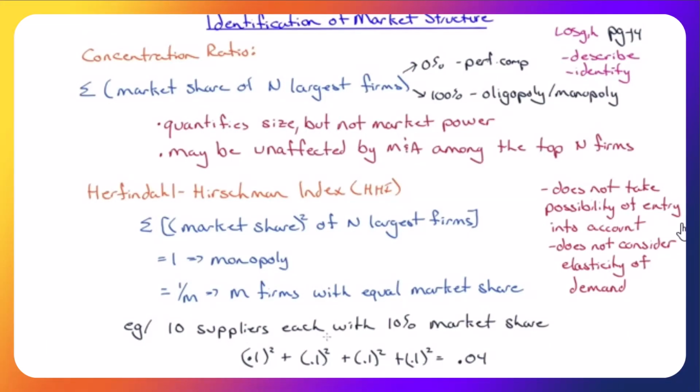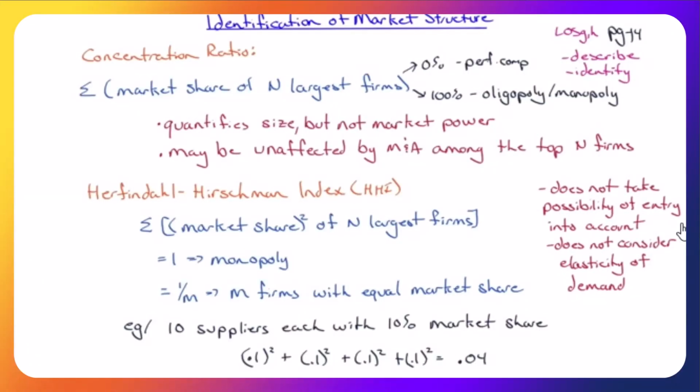If we wanted the HHI in this particular case for the 4 largest firms, well, there are no 4 largest. They all have equal market share. It would just be 0.1 squared 4 times. You'd end up with 0.04. Again, the closer this approaches to 100%, the more concentrated the industry is. So at this point, we would say, well, it doesn't look like a very concentrated industry at all.